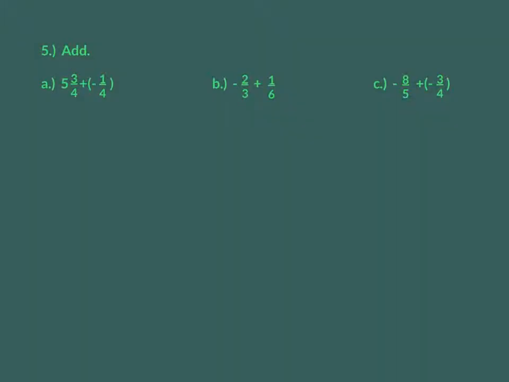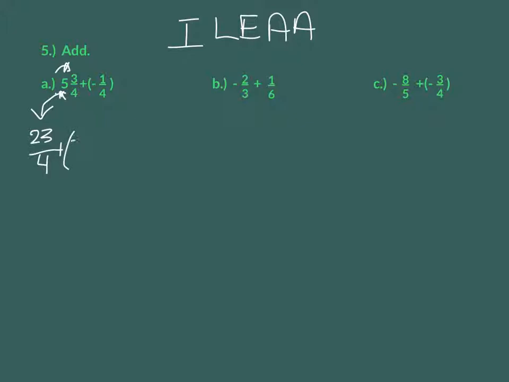Next problem. Okay, we get to add some fractions. This is fun. Let's not forget our acronym. I love eating apples and avocados. Yummy! Okay, so we know that our acronym stands first for improper fractions. So that means I need to change 5 3/4 to an improper fraction. So 4 times 5 is 20. Add that 3. That gives me 23/4 plus negative 1/4.